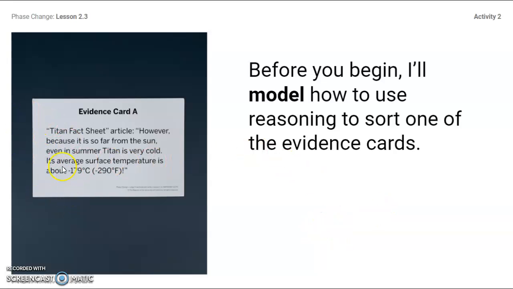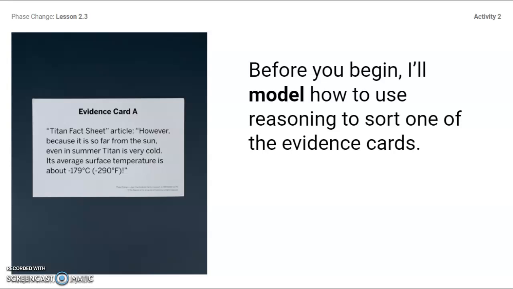We have this evidence card here, the Titan fact sheet article, the article that we read. It says: However, because it is so far from the sun, even in the summer, Titan is very cold. Its average temperature is negative 179 degrees Celsius. That is negative 290 degrees Fahrenheit. That is super cold.